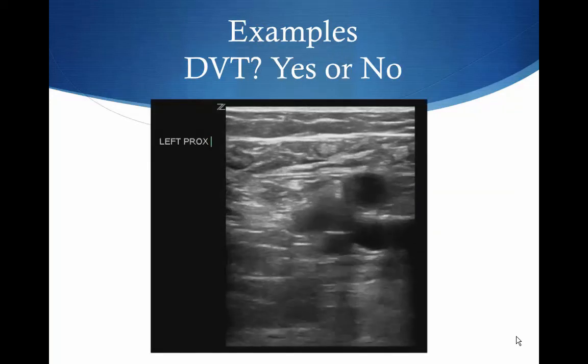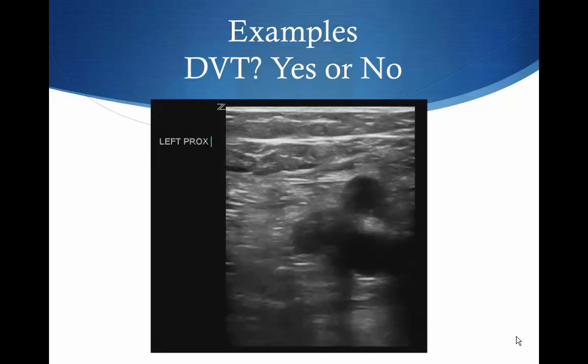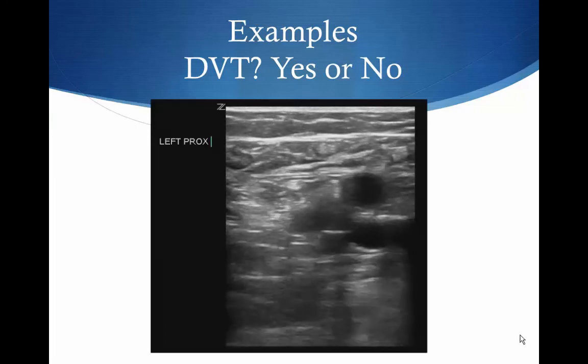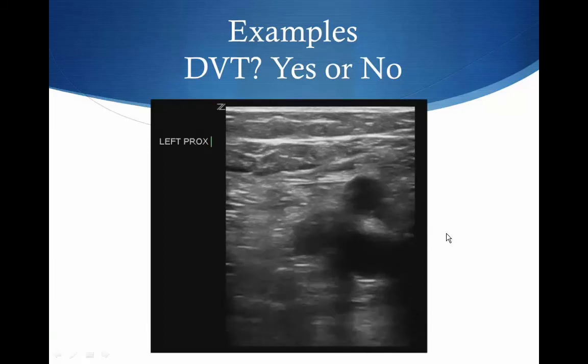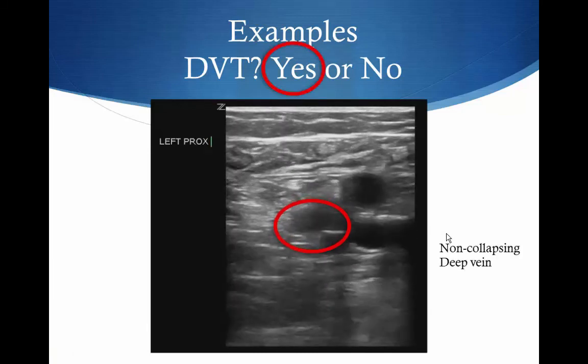So just some examples. I'll let you look at this for a second. Is this a DVT? Yes or no? This is the left leg, so this should be artery here laterally. And so yeah, you guessed it, this is a DVT.